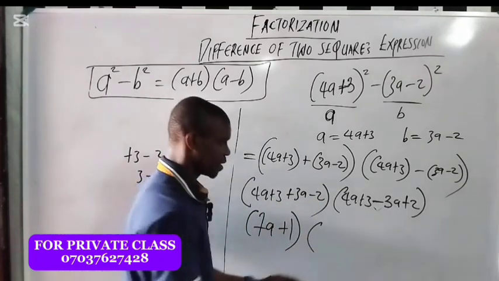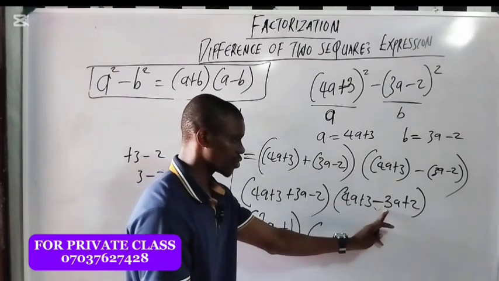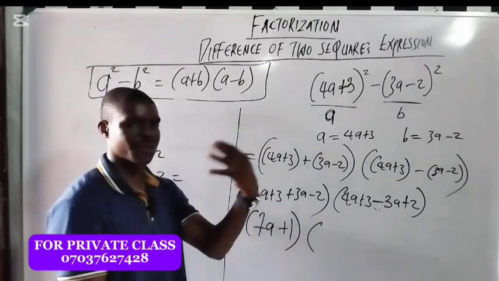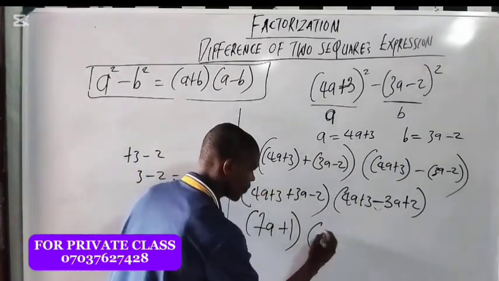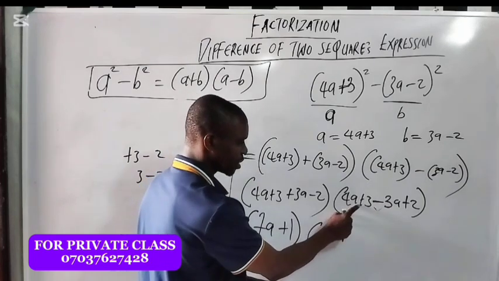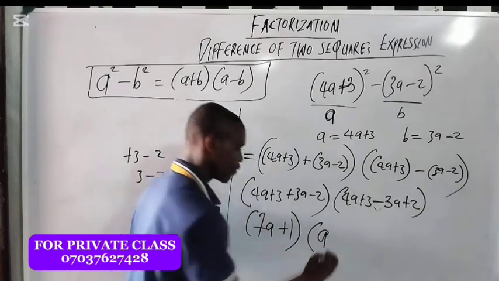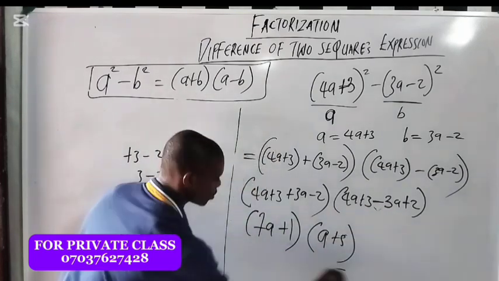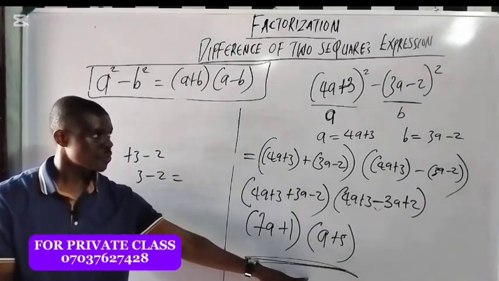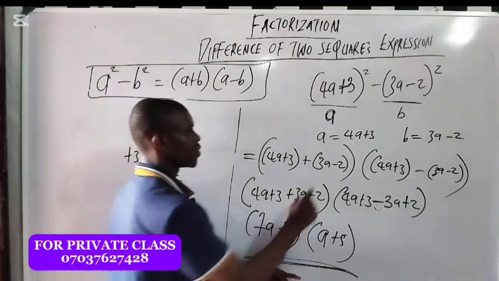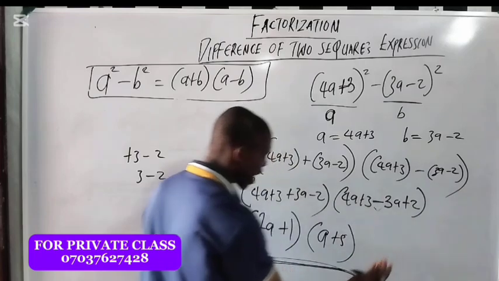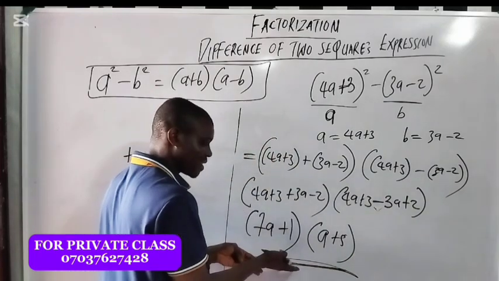Now, what about the other part here? 4a minus 3a, just like 4 minus 3, is a. Here we have a. Now, plus 3 plus 2 is 5, plus 5. This is the answer. Hope you understand. So you can see that with difference of two squares, we can easily evaluate this.